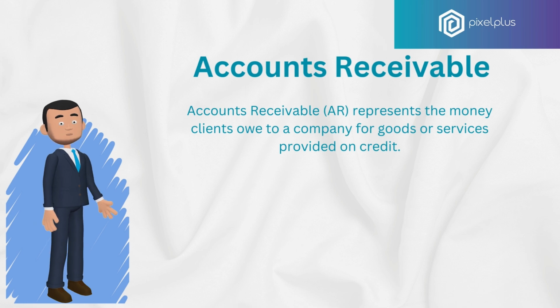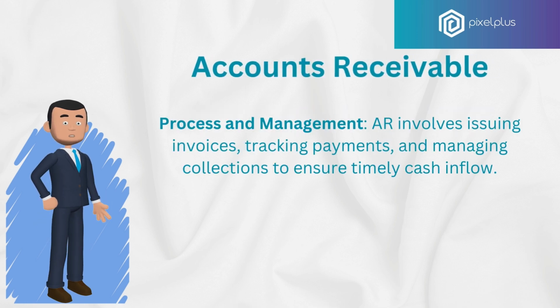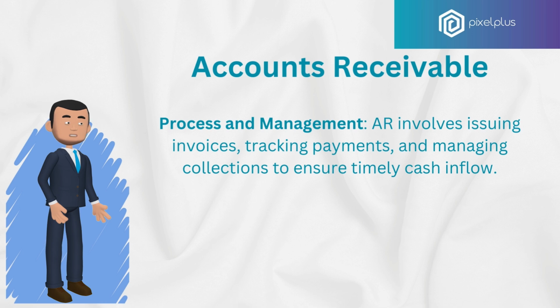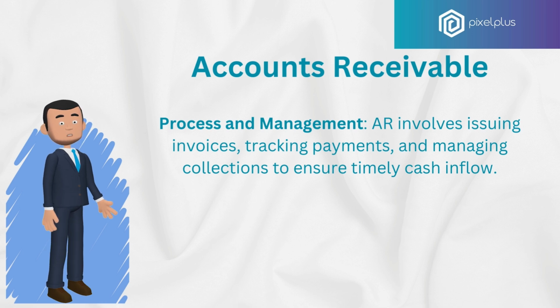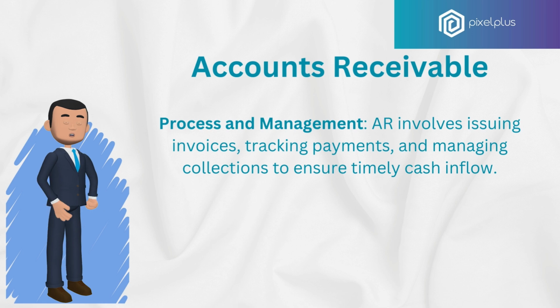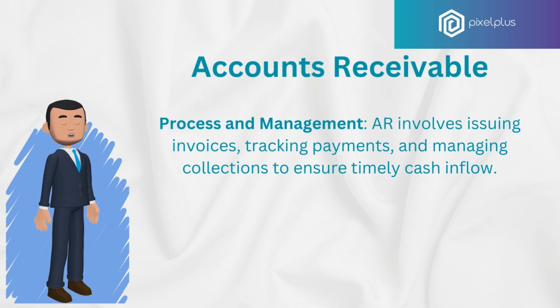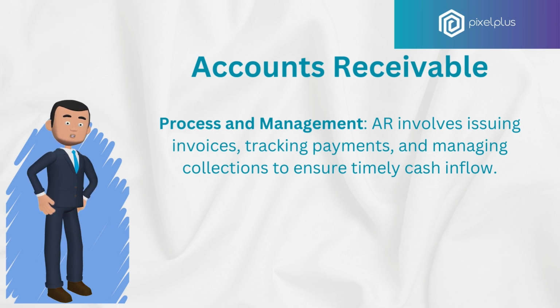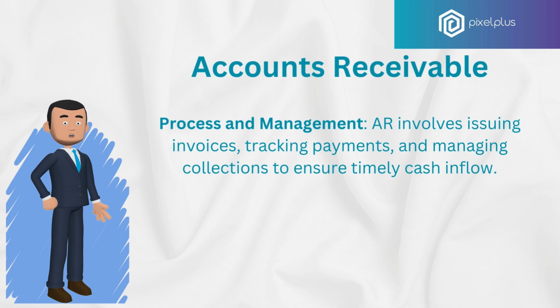The process and management of accounts receivable, AR, are critical for ensuring a steady and timely inflow of cash, which is essential for the financial health of a company. The process typically involves several key steps. 1. Issuing invoices. The AR process begins with the issuance of invoices to customers. Once goods or services have been delivered, an invoice is generated, detailing the amount owed, payment terms, and due date. Accurate and prompt invoicing is crucial, as any delays or errors can disrupt cash flow.